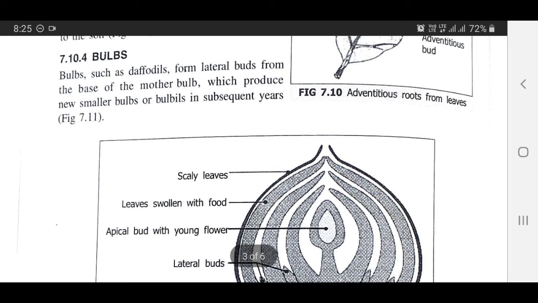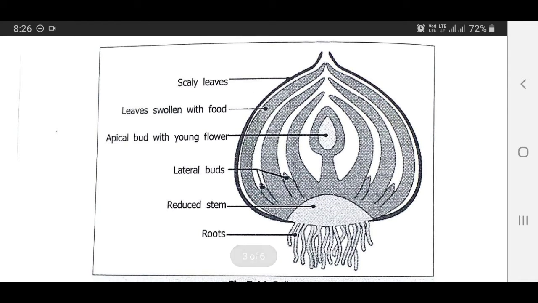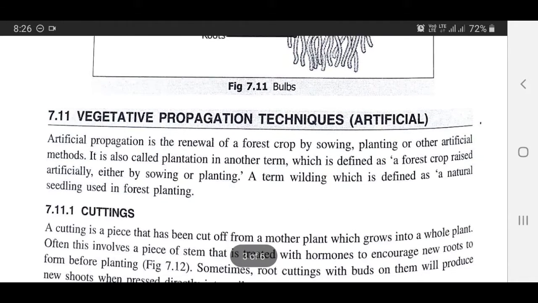Now you see the bulbs. Bulbs such as daffodils form lateral buds from the base of the mother bulb, which produce new smaller bulbs or bulbils in subsequent years. You see the parts of bulbs: scaly leaves, leaves swollen with food, apical bud with young flower, lateral buds, reduced stem, and roots.